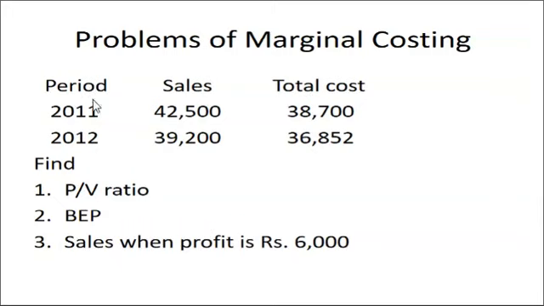Here, see, 2011 sales is 42,500. Sales and total cost are given. 2011 sales is 42,500, cost is 38,700. 2012 sales 39,200, and here total cost is 36,852. So we need to find out PV ratio, BP, sales when a profit is rupees 6,000. Okay, so here first we need to calculate PV ratio. See here, sales and cost they have given for 2 years, 2011 and 12. So we need to calculate first the PV ratio.